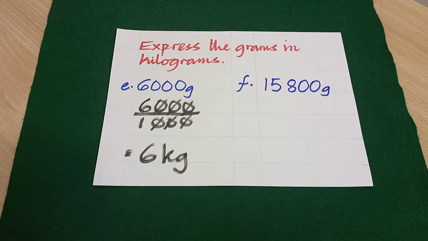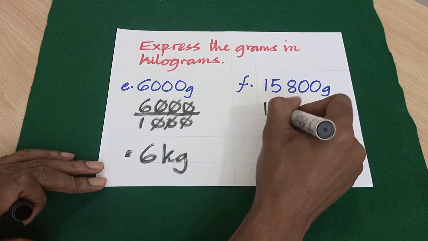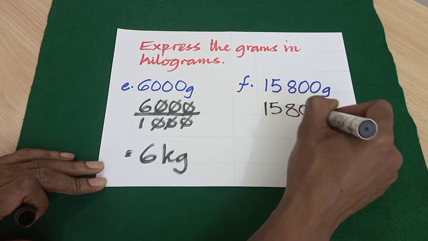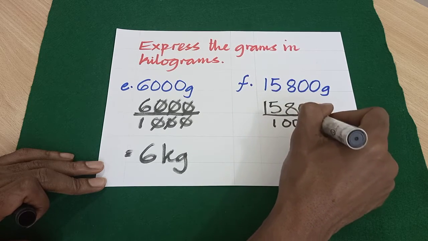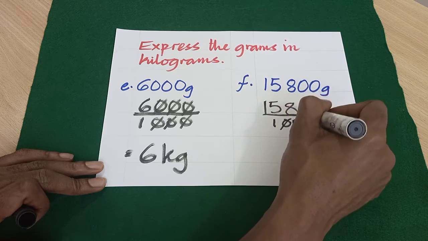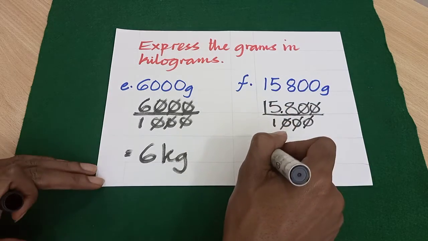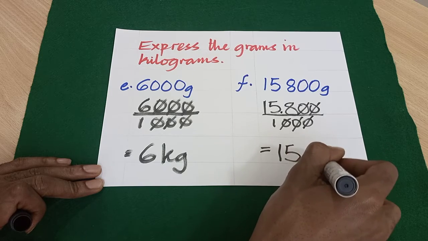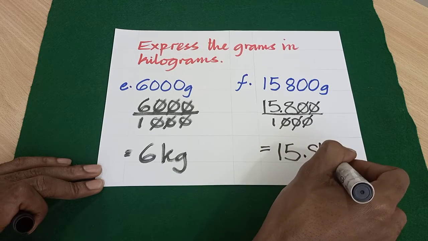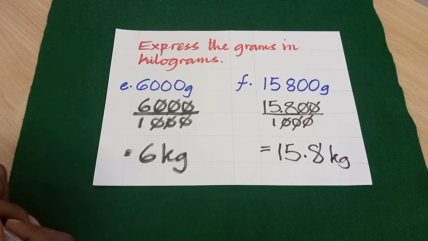Now, how about 15,800 grams? Can we convert it to kilograms? Yes, we divide it by 1,000. So this would be 15,800 divided by 1,000. 0, 0, 0, 0, 0. There's no more 0 to remove. So what do we do? We put our decimal point. So our answer is going to become what? 15.8 kilograms. Okay, 15.8 kilograms.